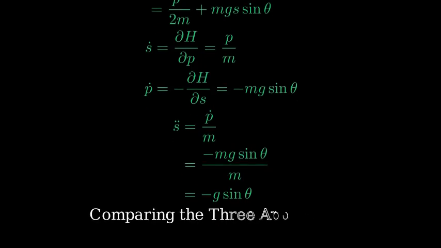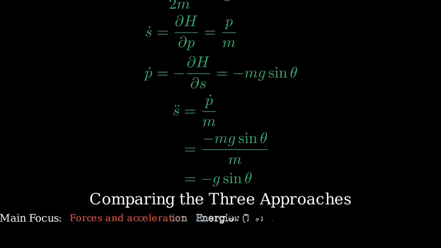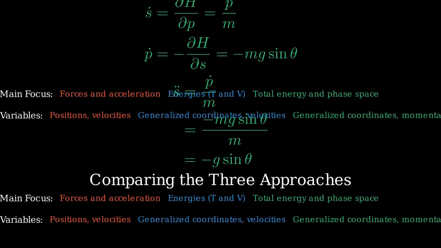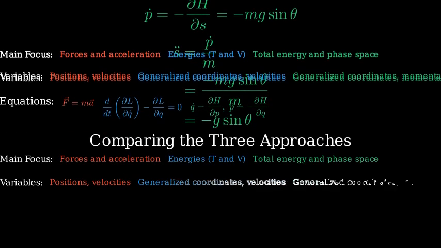Now that we've seen all three approaches, let's compare them side by side. First, let's look at their main focus. Newtonian mechanics focuses on forces and acceleration. Lagrangian mechanics focuses on energies, kinetic and potential. Hamiltonian mechanics focuses on total energy and phase space. Next, the variables they use. Newtonian: positions and velocities. Lagrangian: generalized coordinates and velocities. Hamiltonian: generalized coordinates and momenta.